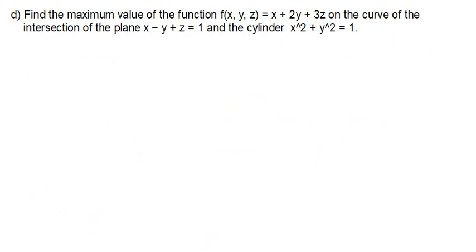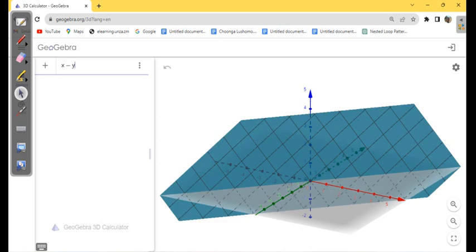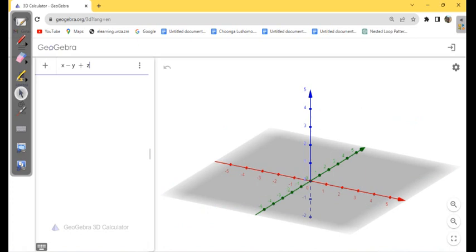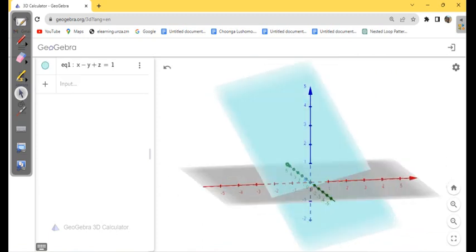First of all, I would want to graph these two so that I give you a picture of how this looks. Here I have my plane with the equation x minus y plus z equals 1. That's a plane that we have right there.